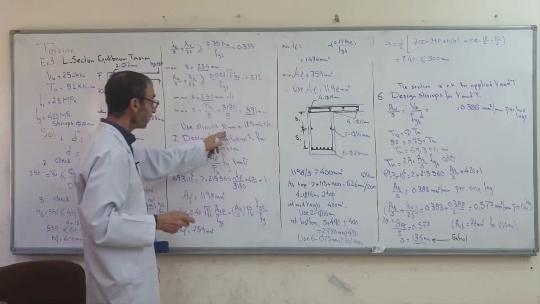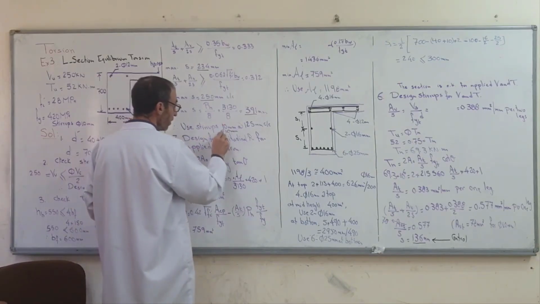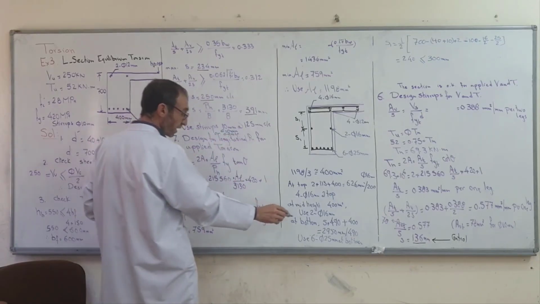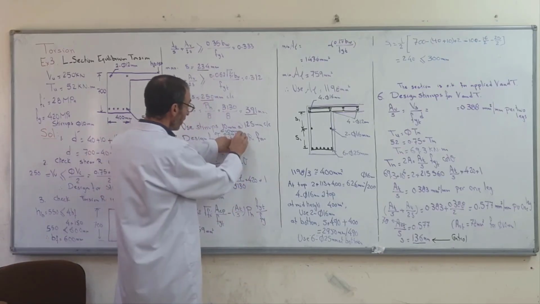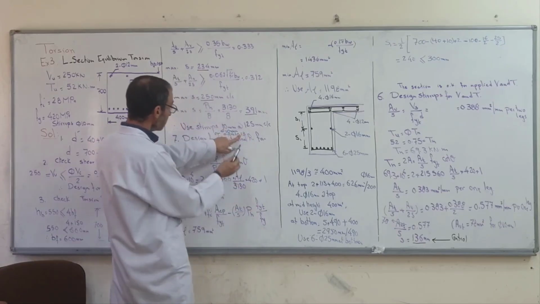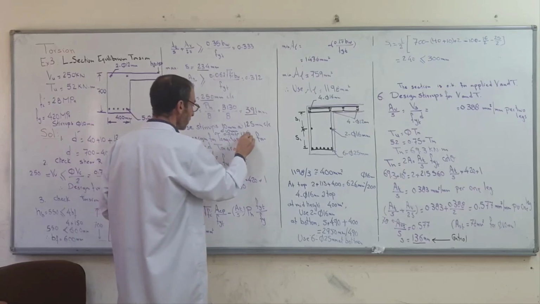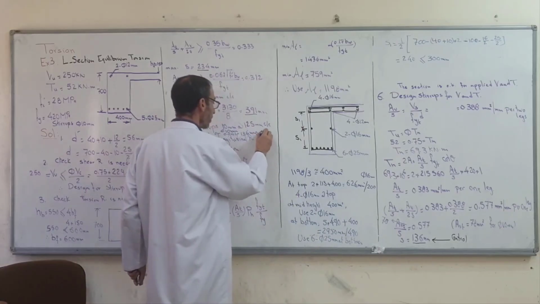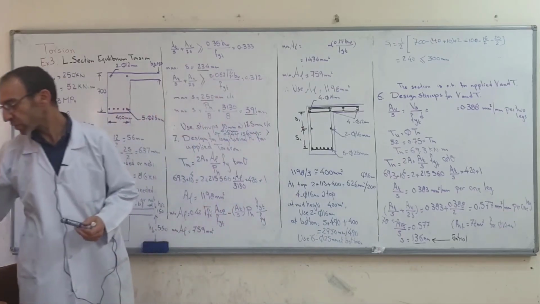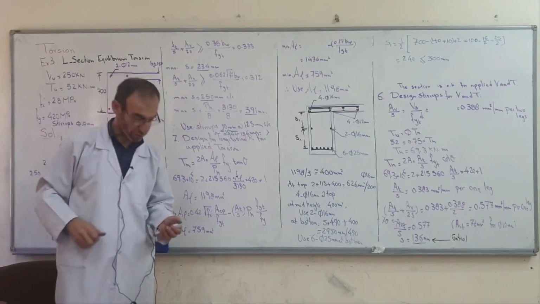Diameter of the stirrup, we use 10 millimeter. Spacing between the stirrups: S is equal to 136 millimeters from the calculation. 136 millimeters, and this is also more than 10 millimeters. Okay, this is also more than 10 millimeters, then this is also okay.